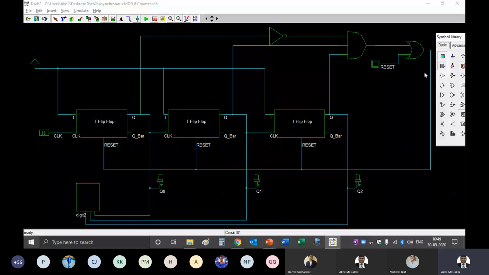Yes, any doubts in this? Please unmute and ask. And there are lots of gate level questions on counters. Okay, so this is going to be the fundamental for the GATE exam. Around 8 or 9 questions will come from this part there also.